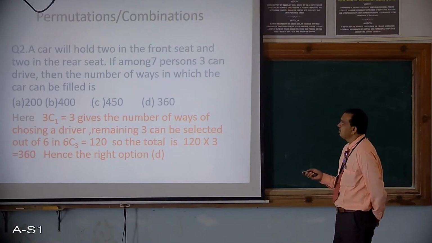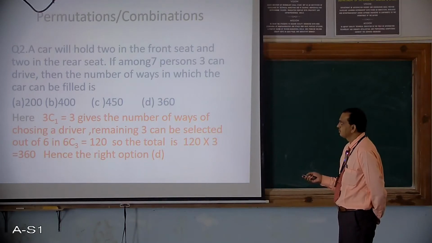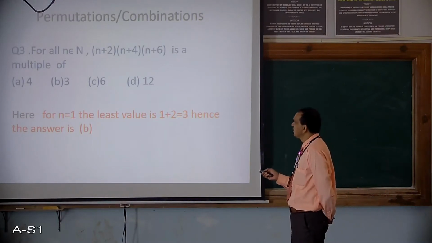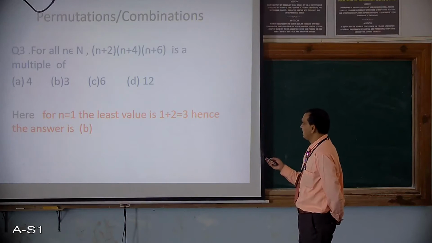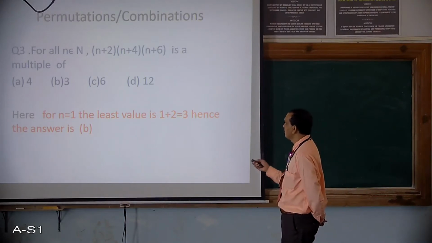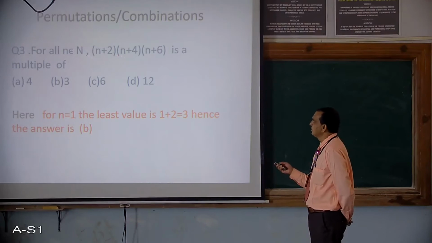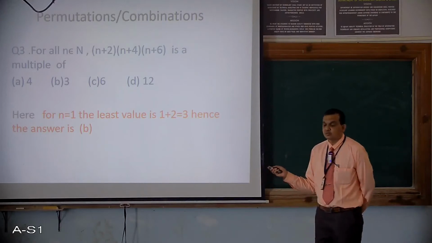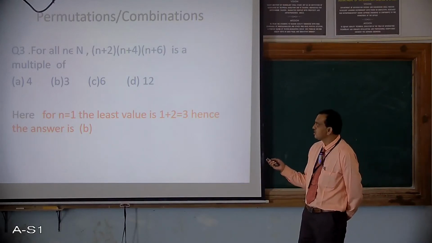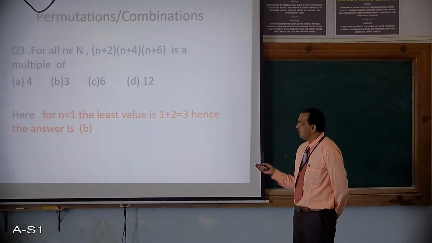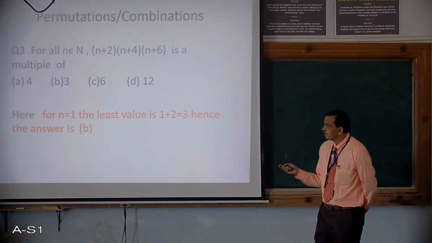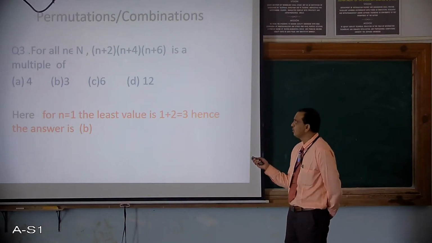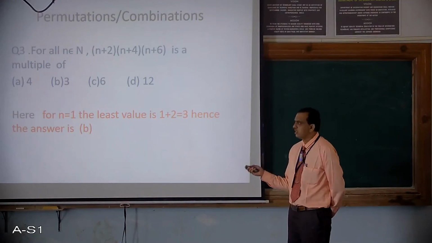The next example. This is exactly not on permutation and combination. We can say it is on induction. For all n belonging to N, n plus 2, n plus 4, n plus 6 is a multiple of what? Always on induction, there is not much option in the answer as well as the question, because induction is a general formula. The only thing is the least value, the natural number 1, what is satisfying that we have to see, and the lowest factor in this is n plus 2. That's why 3 is the obvious answer.